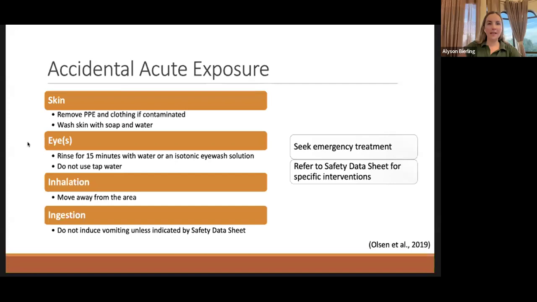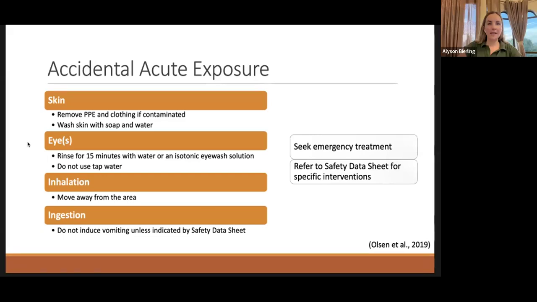So if you accidentally are exposed to a hazardous drug, what should you do? If it is just your skin that has been exposed to chemotherapy, you want to remove the PPE you're wearing and the clothing if it's contaminated, and then immediately wash your skin with soap and water. Again, not just alcohol, make sure you're using soap and water.